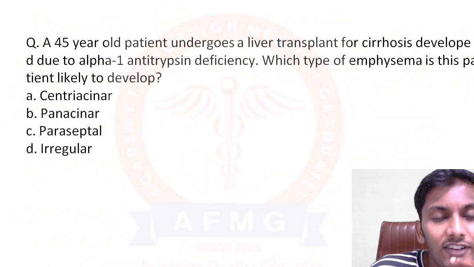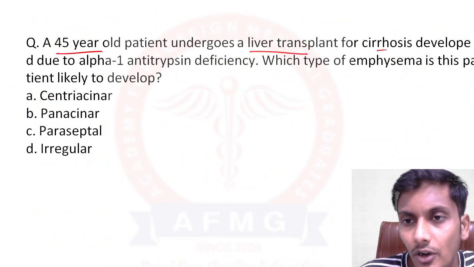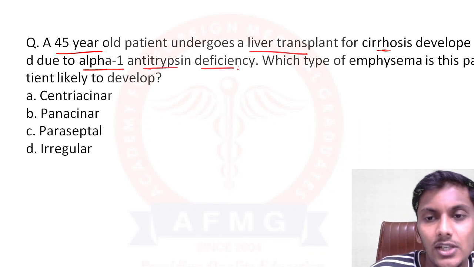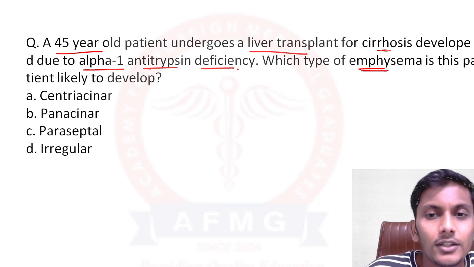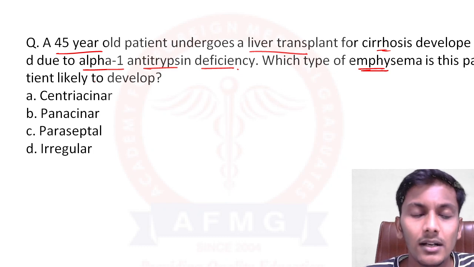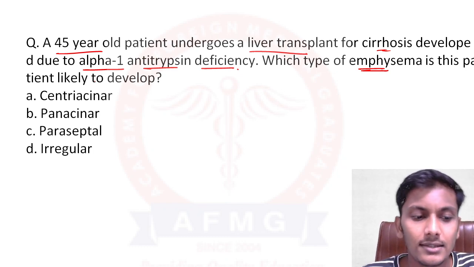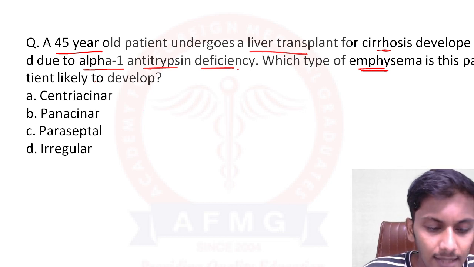Now, a 45-year-old patient undergoes liver transplant for cirrhosis developed due to alpha-1 antitrypsin deficiency. Which type of emphysema is this patient likely to develop? So as we all know, they are talking about emphysema, which is the most common emphysema associated with alpha-1 antitrypsin deficiency. So this is the actual question that they are asking us. So let's discuss, guys, now.